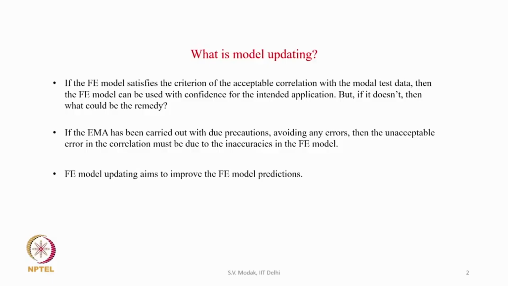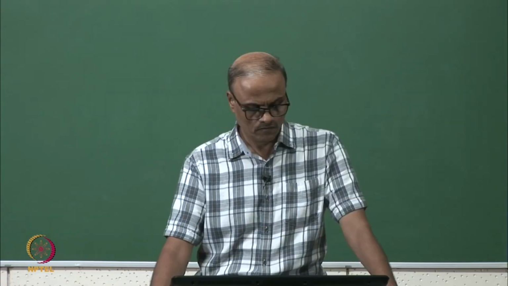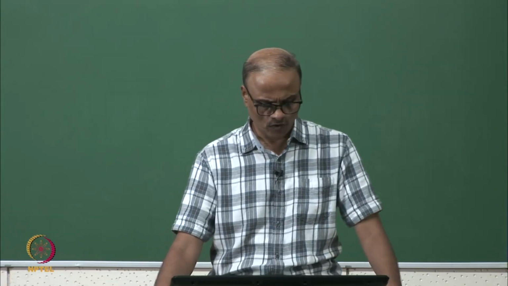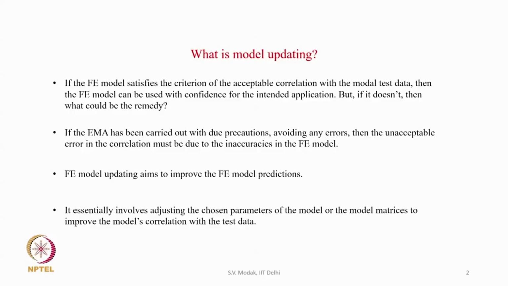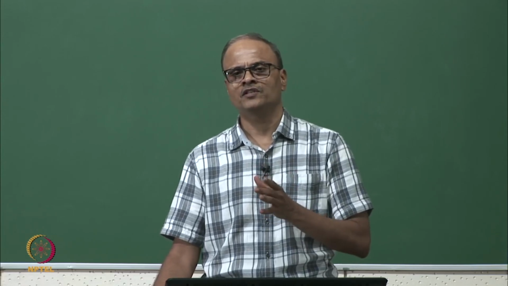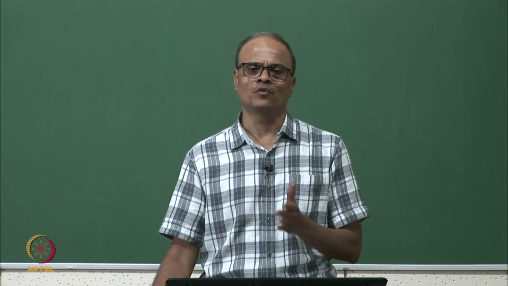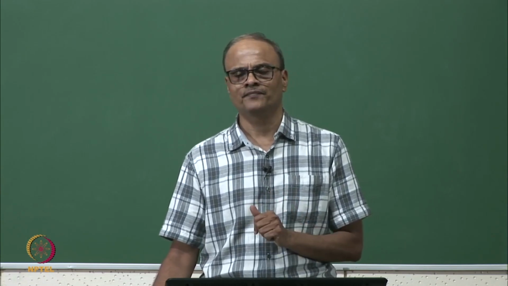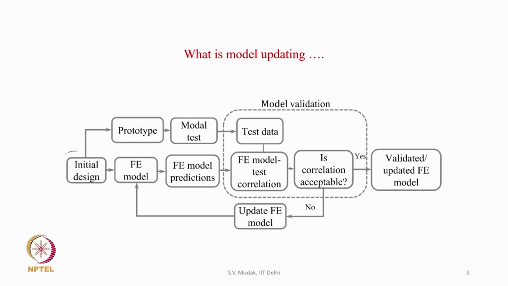So what does FE model updating do? The objective of FE model updating is to improve the correlation of the finite element model predictions with the model test results. This is achieved by adjusting chosen parameters of the model or the model matrices to improve the model's correlation with the test data. Different FE model updating methods update either some chosen parameters of the model, or some methods even change the mass and stiffness matrices directly, and the objective is to improve the correlation of the FE model predictions with the model test data. Let us try to understand FE model updating through a flow chart.